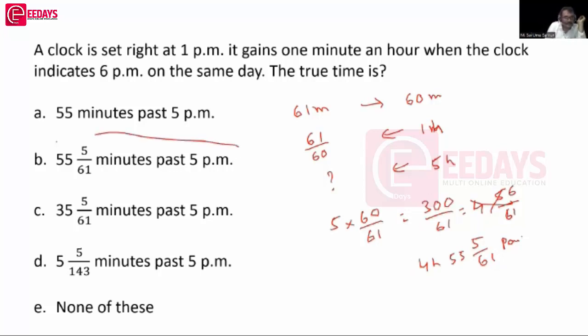So what is the time? That is equal to 55, 5 by 61 minutes past 5 p.m. is the answer.